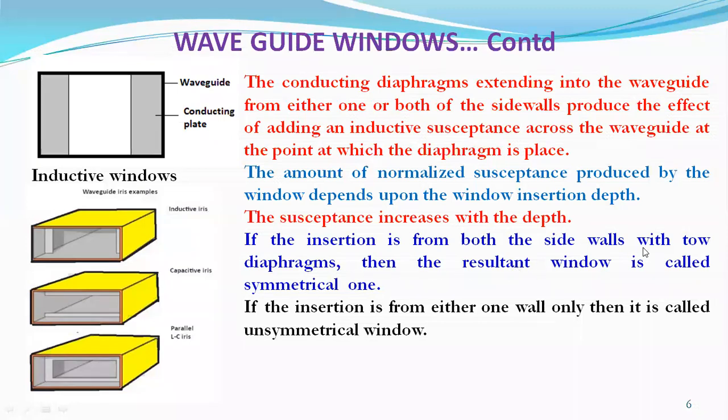When two diaphragms are inserted from both side walls, the resultant window is called the symmetrical window. We have both cases. Suppose I insert only one side, that is called the unsymmetrical window. Here, both sides I am inserting the conducting plates to create the inductance effect. It is the symmetrical window. Inserting only one side is the unsymmetrical window. So this is the inductive window.